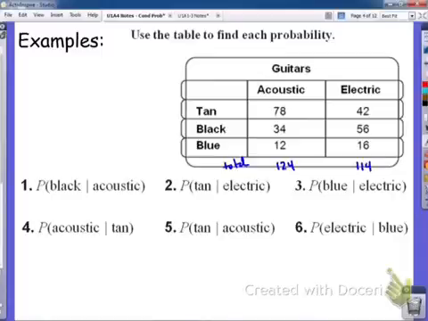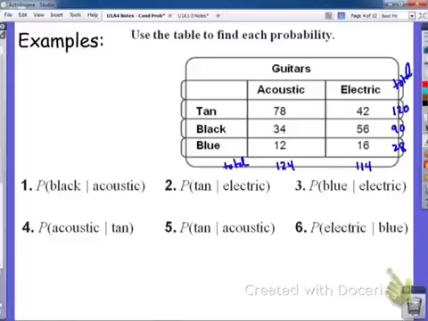Now, how many blue guitars? I want to go this way now and just go across and total those up and see if our totals down here work out. So 78 and 42, how many tan guitars are there? 120. How many black guitars? 90. And how many blue guitars? 28.